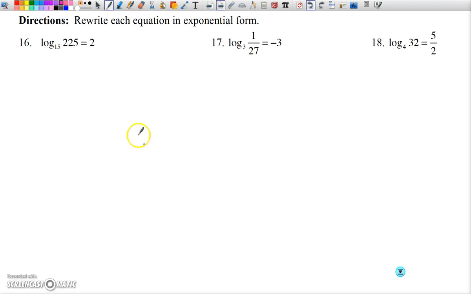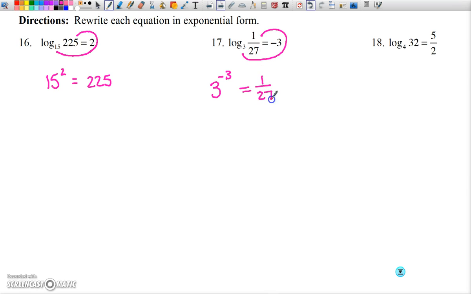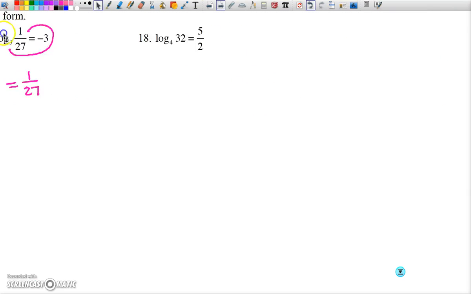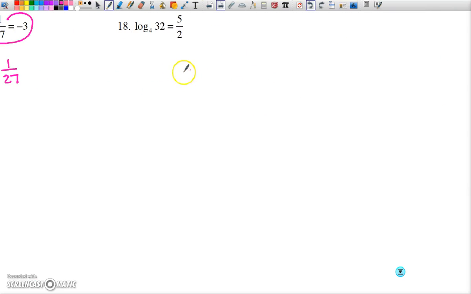All right, so this one doing the same thing, except we're going to exponential. So 15 around to the 2, end at 225. So 15 squared equals 225. Fish hook, 3 around to -3, end at 1/27. So 3 to the -3rd equals 1/27. And then your last one here, starting at your 4 and working your way around to the 5/2 and ending at 32. So 4 to the 5/2 equals 32.